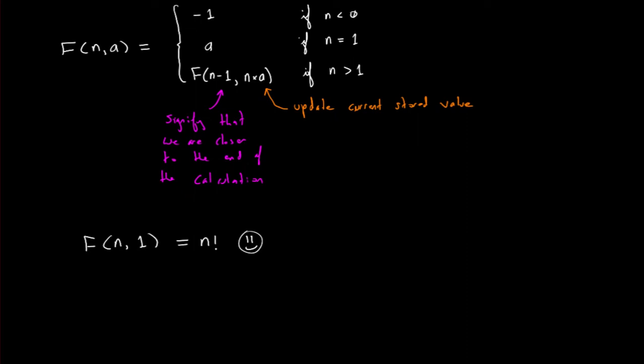Our starting point is the empty product. Then we multiply in n. Then we multiply by n minus 1. We keep going all the way till we get down to 1. So the starting point is the empty product.